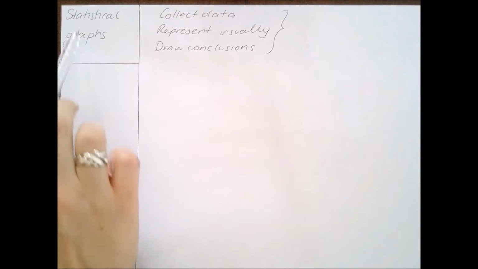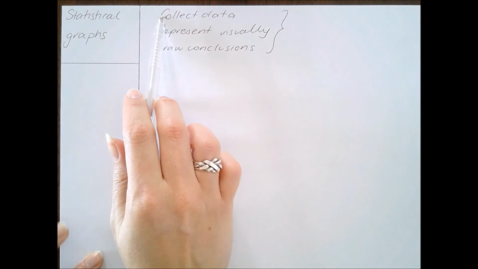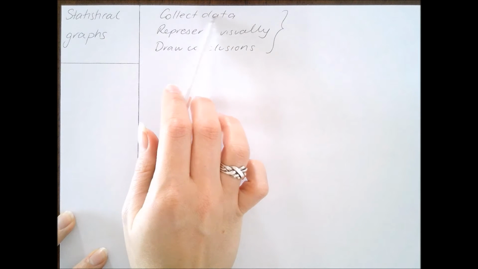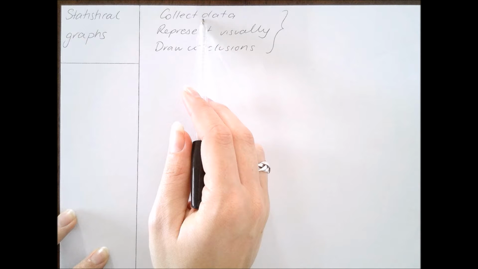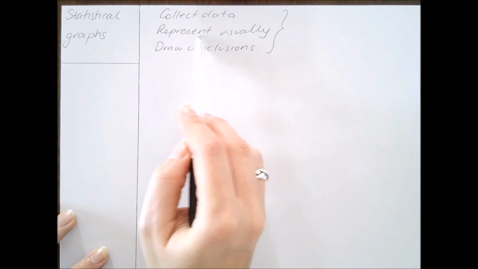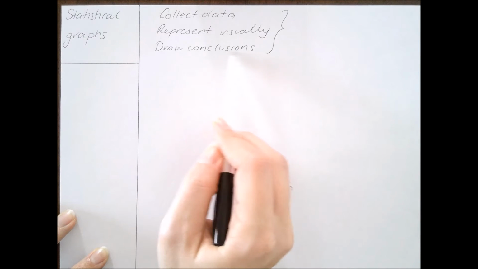In this lesson we're looking at statistical graphs. So what we do is we collect data. That might be any kind of information. We might be counting cars on Turner Road, we might be seeing how many people visit a cafe. What we then try to do is represent that data visually so we can draw some conclusions, right?